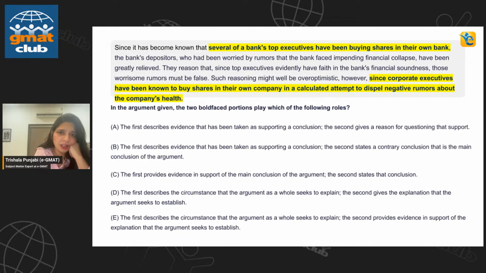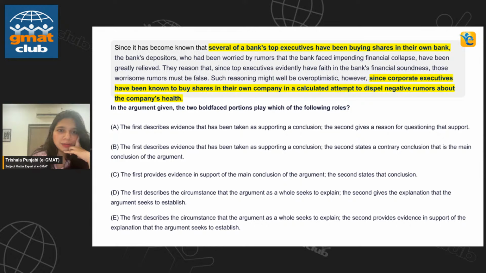What is the main conclusion? That such reasoning might well be over optimistic. Why might it well be over optimistic? Because they are known to buy shares in their own company. So what is the main conclusion of the argument? That such reasoning might well be over optimistic. So how can the answer be B when we have all been in consensus that the conclusion is that such reasoning might well be over optimistic? Great. Yeah, the answer is A, don't worry. I know I'm trying to trap you guys, but the answer is actually A.